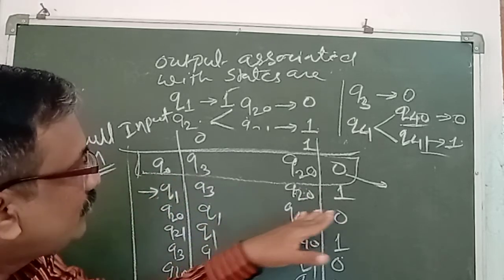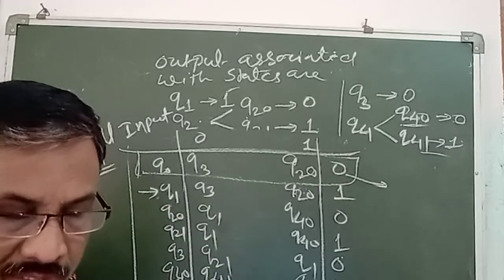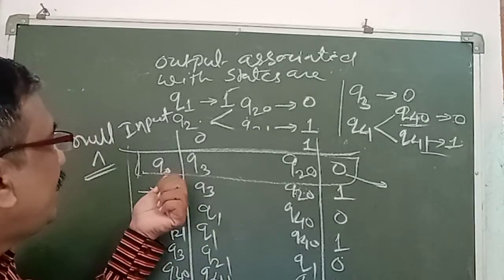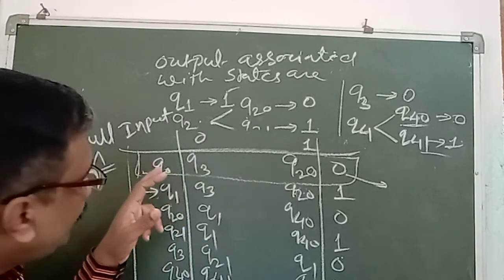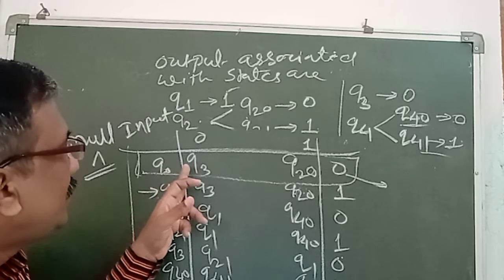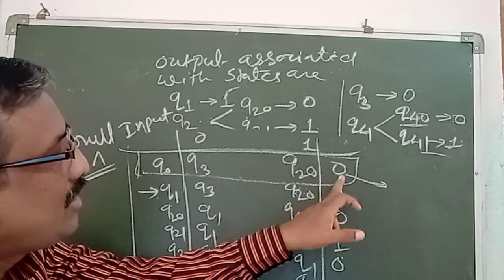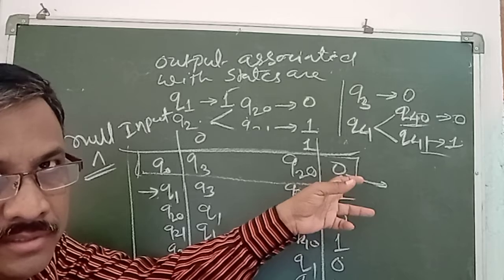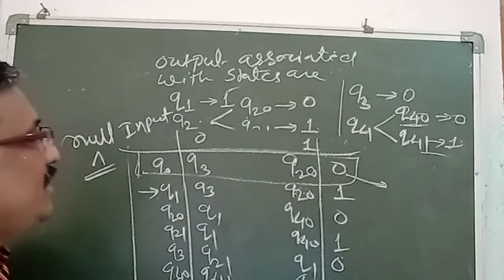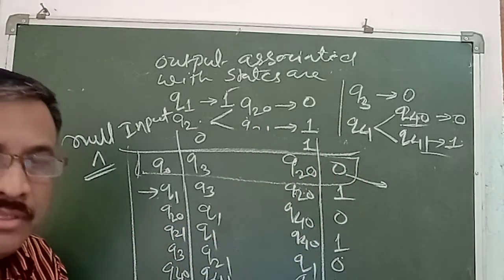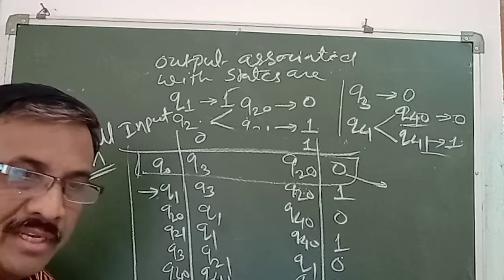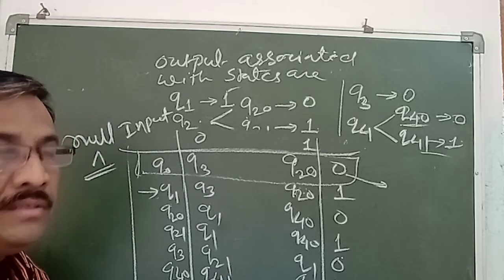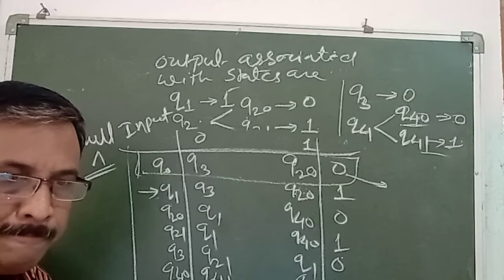Either we have to neglect the response with null input, or we have to add an extra state Q0 with same next state transition but output is 0. In this way we convert the Moore machine into equivalent Mealy machine.